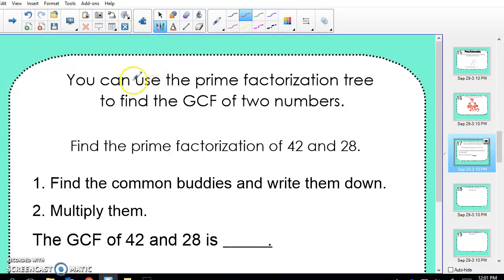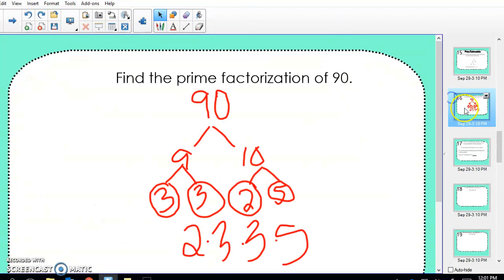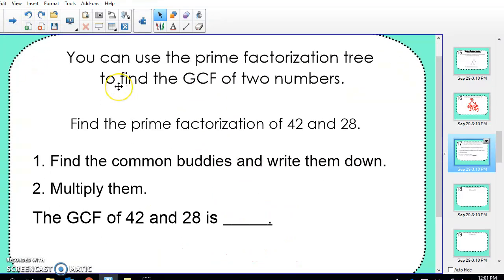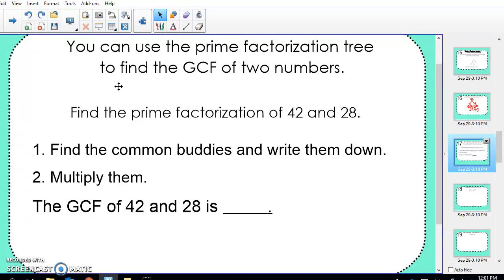So it says you can use the prime factorization tree to find the GCF of two numbers. So you might be wondering, whoa, what do you mean? In the last video, I showed you how to find the prime factorization of 90. So if this is the first video you're watching today, please pause the video and go back and watch the other first so you know what we're doing. Okay? So it says you can find prime factorization using the tree to find the GCF of two numbers. You might be saying, what do you mean?